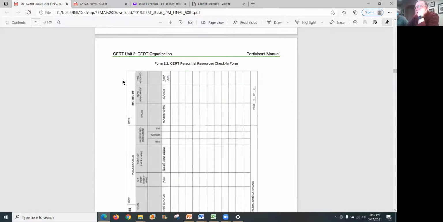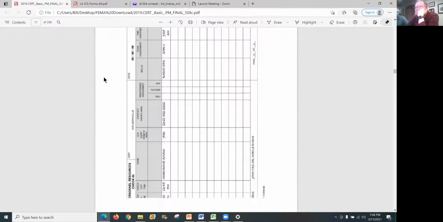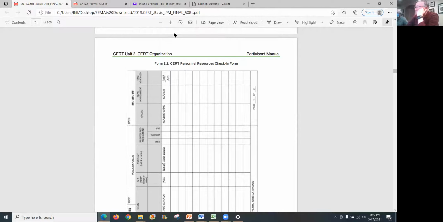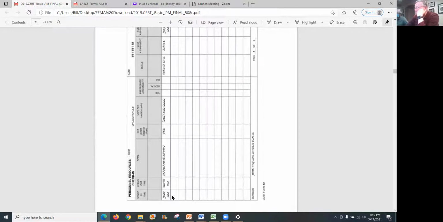Number 2, personnel resources check-in form. When I would start a command, I would have a clipboard and give this to people, and it's in my pack, by the way, a notebook with clipboard. And I just let them fill in, just like what you see here. Date and time, or time from it to, it's time in, time out, your name, your ID number if you have one. Ham radio call sign works there.